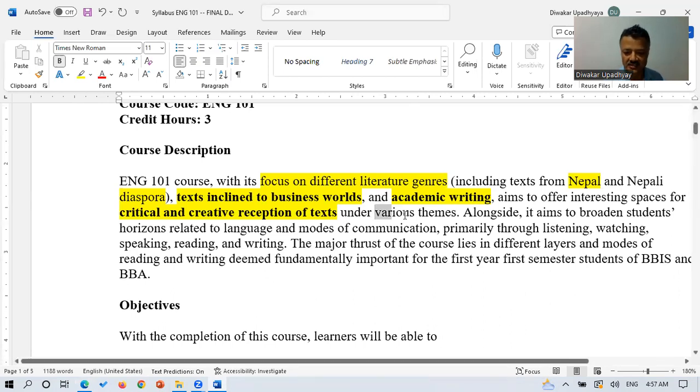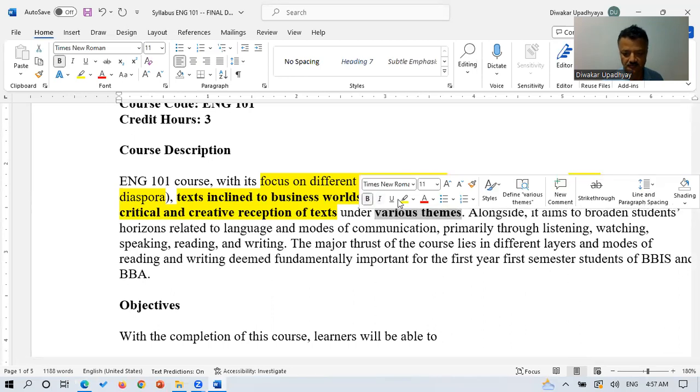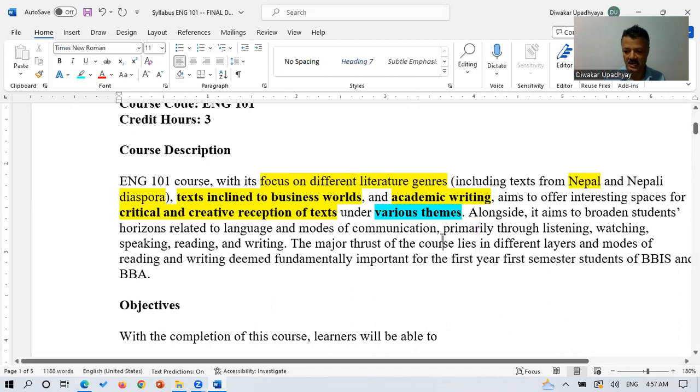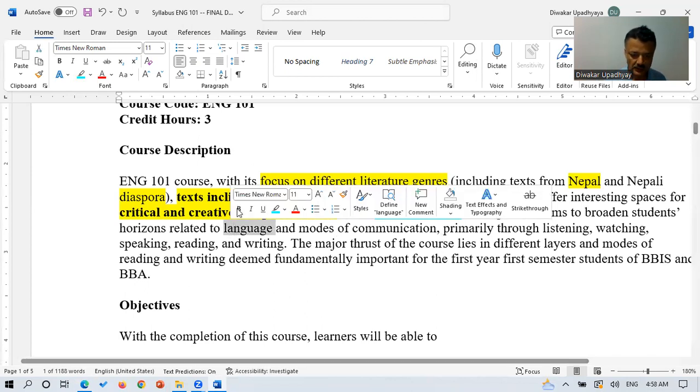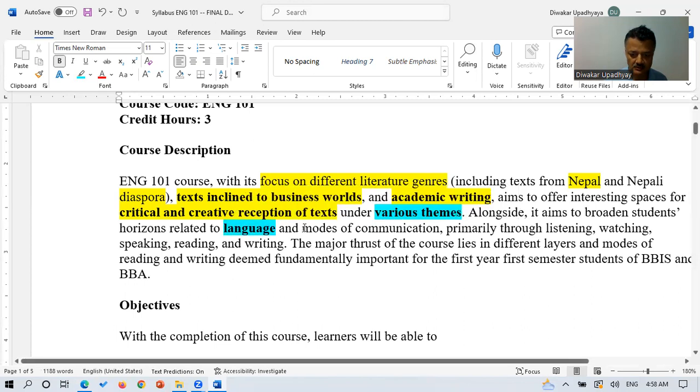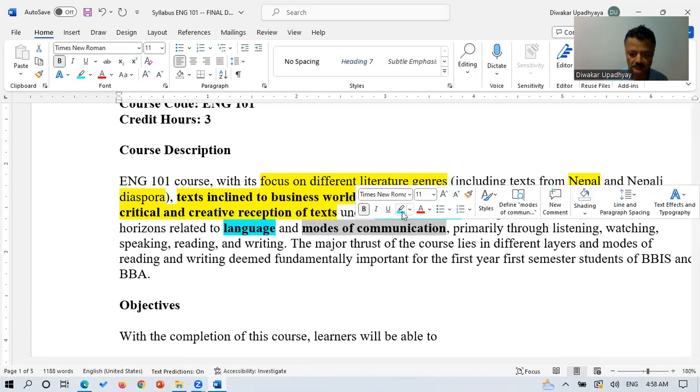And then it says there are various themes. Means there are writings on various subjects. Alongside, it aims to broaden students' horizons related to language and modes of communication. So you will have a better understanding of how language is used in different genres of writing and how ideas are communicated in different genres of writing. So let's highlight. You will learn about language as well as modes of communication.